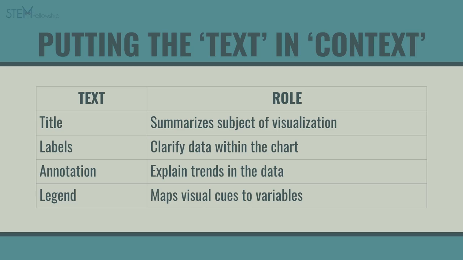Titles summarize the subject of your visualization. Labels clarify data within the chart. Annotations explain trends in the data, and legends map visual cues to variables. We saw this already when we were creating our scatter plot, and we had that little box off to the side telling us what each color meant for each biome. We'll go over this again when we do our next actual live demo.